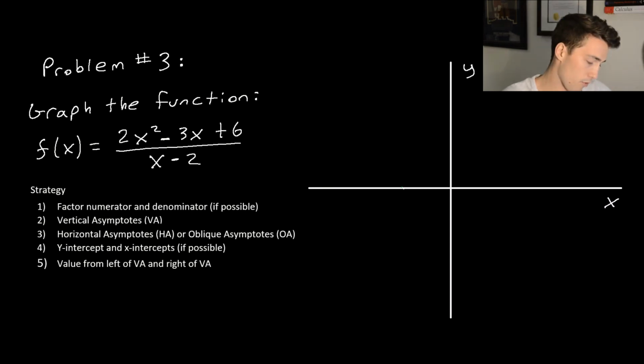For problem number 3, we have a function where we have a quadratic on top, that's 2x squared minus 3x plus 6, divided by x minus 2. So here we're going to go to step 1, factor the numerator and denominator if possible.